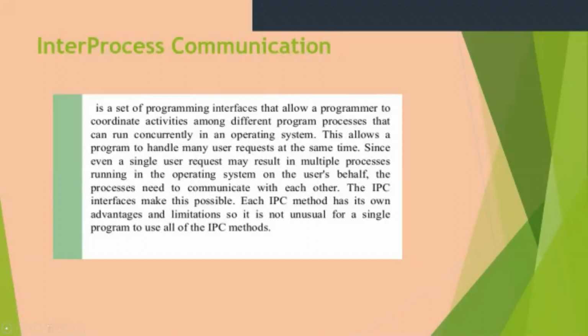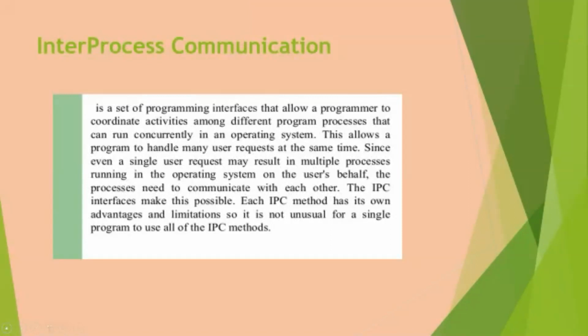Inter-process communication allows a program to handle many user requests at the same time. Why many user requests? Because due to handling of various user requests, inter-process communication is initiated. Even a single user request may result in multiple processes running in the operating system on the user's behalf, so the processes need to communicate with each other. The communication between different processes is needed so as to work in a multi-programming environment. So this is the definition of inter-process communication.